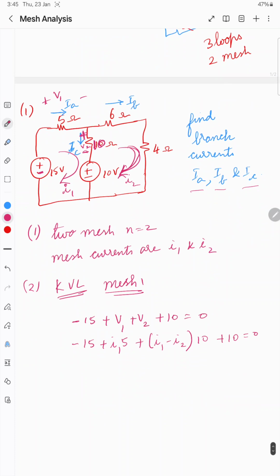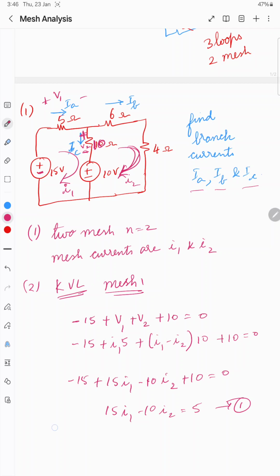On solving this, it is minus 15 plus 5 I1 plus 10 I1, which is 15 I1, minus 10 I2, plus 10 is equal to 0. So minus 15 plus 10 is minus 5. Bring minus 5 to the right side, it will become plus 5. This is equation 1.